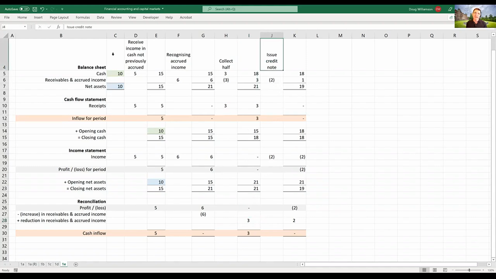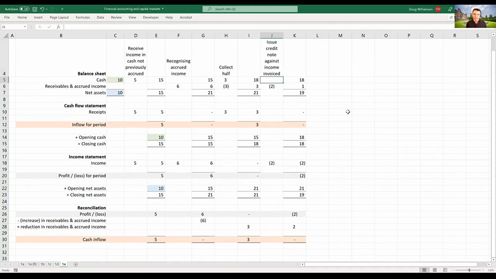And then this one, let's say we issue a credit note against invoiced income. Let's stop there and I'll pick it up again in the next one.